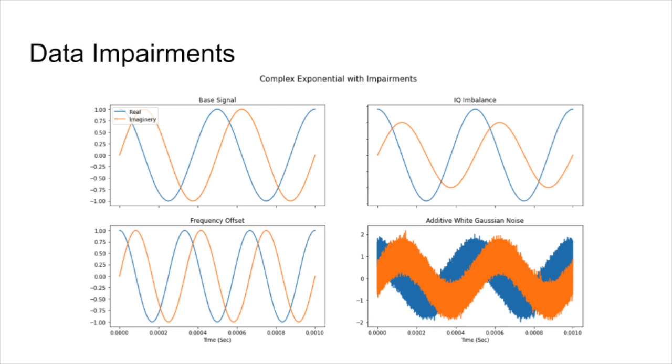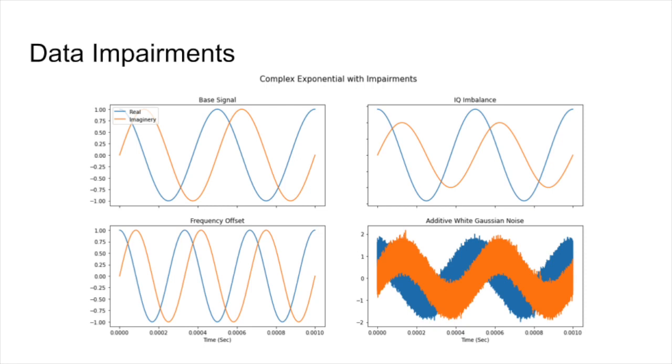So just a visual to get a better understanding of what these impairments are. In the top left, there's a complex exponential, the blue line being the real part, the orange line being the imaginary part. Moving to the top right plot, we can see what an IQ imbalance looks like. So the real part of the signal became larger than the imaginary part. It also could be the other way around. The imaginary part is bigger than the real.